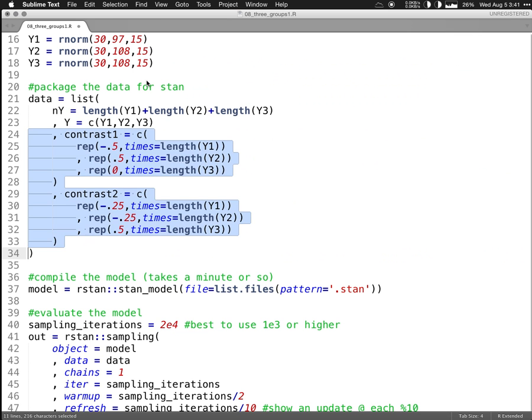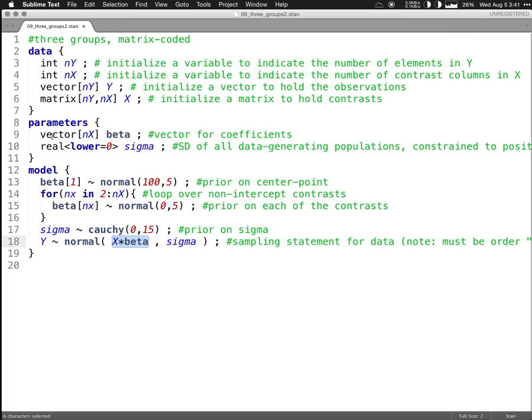In Stan, we initialize an object called beta that's going to contain each of the coefficients. So it's going to contain the intercept plus the coefficient for the first contrast plus the coefficient for the second contrast.